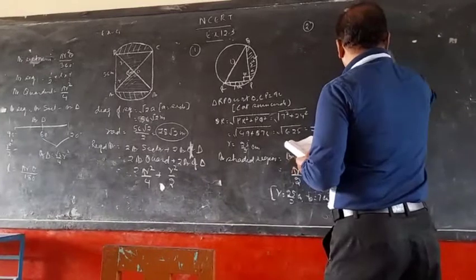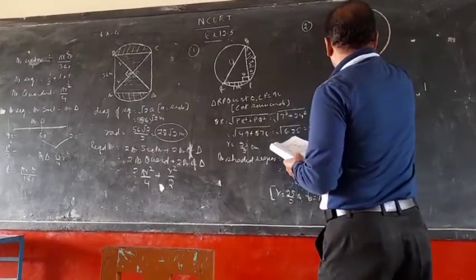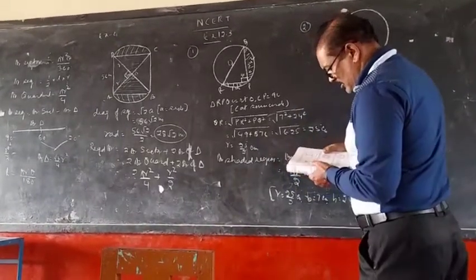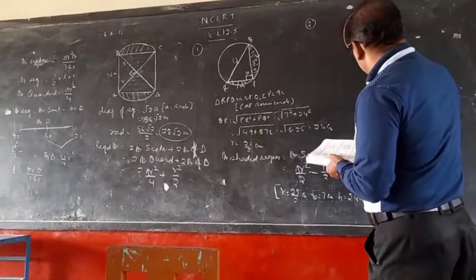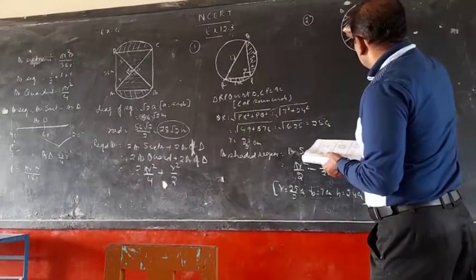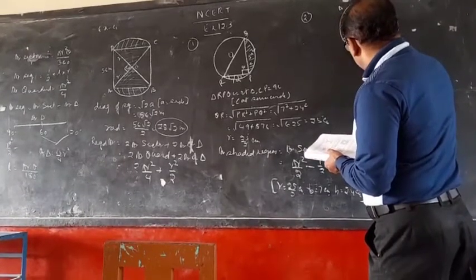In question number 2, we have given two concentric circles and you have to find the area of the shaded region B and C.